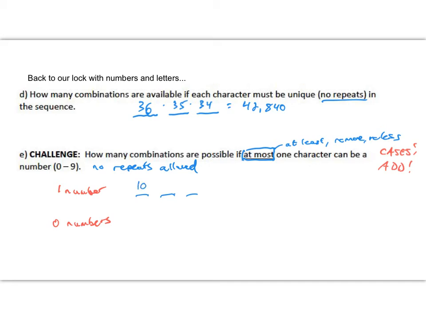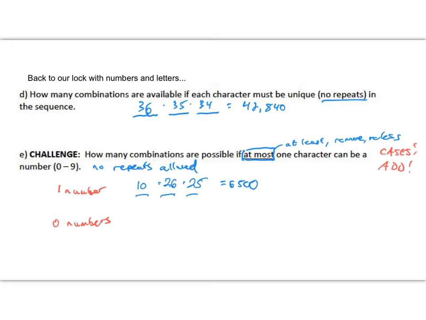Well, there's a 10. You can pick from any 10 of those. And then you have to pick your letters now. And the letters, you have 26 choices for the first one and 25 for the second one, because no repeating is allowed. No repeating is allowed. No es permiso, as they say in Espanol. So that's 6,500 choices.